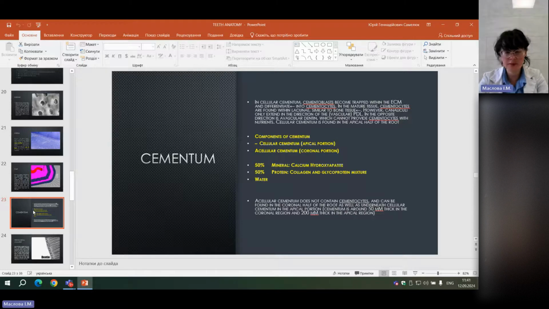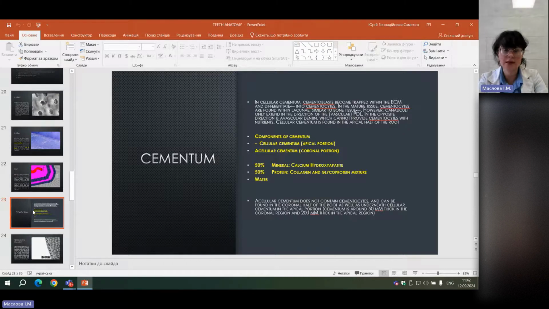There are two types of cementum, cellular and acellular. In cellular cementum, cementoblasts become trapped within the ECM and differentiate into cementocytes. In the mature tissue, cementocytes are found within lacunae, similar to bone tissue, however, canaliculi can only extend in the direction of the vascular periodontal ligament, or PDL. In the opposite direction is avascular dentine, which cannot provide cementocytes with nutrients. Cellular cementum is found in the apical half of the root.